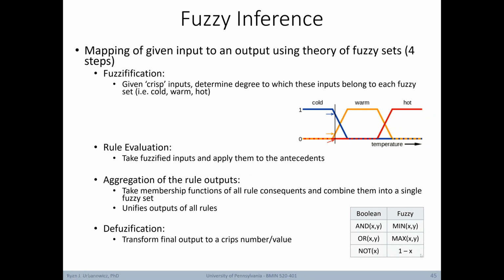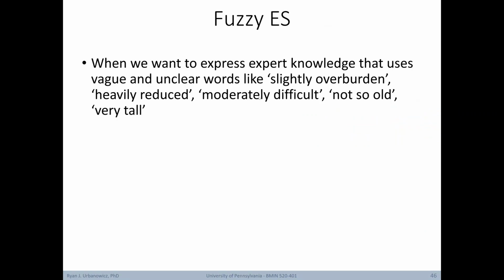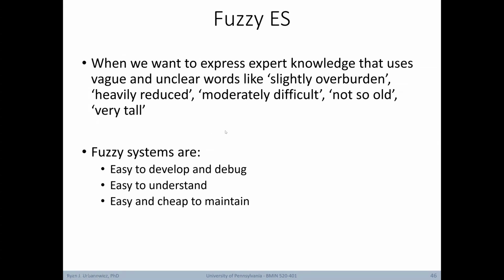I don't expect you to take away all the details of fuzzy systems. I just want to give you a brief introduction to some of their basics. So when might we want to use a fuzzy expert system? Well, perhaps when we want to express expert knowledge that uses vague and unclear words like slightly overburdened, or heavily reduced, or moderately difficult, or not so old or very tall. Ultimately, fuzzy systems are easy to develop and debug, easy to understand, and easy and cheap to maintain. However, as should be intuitive, they're not at all precise.